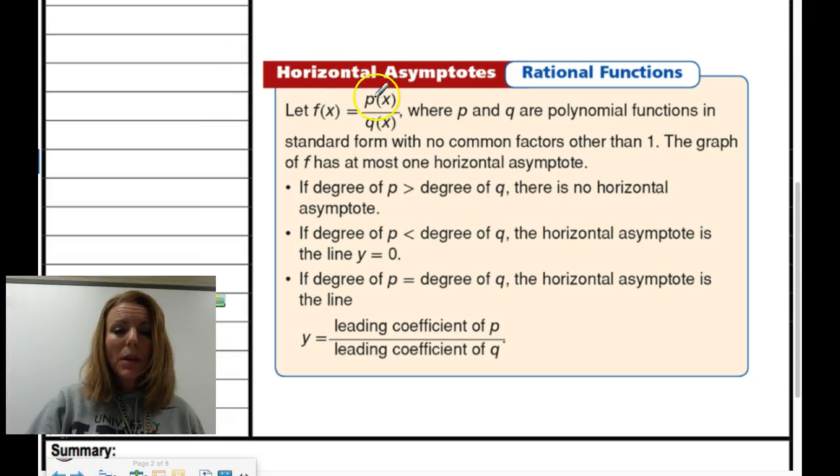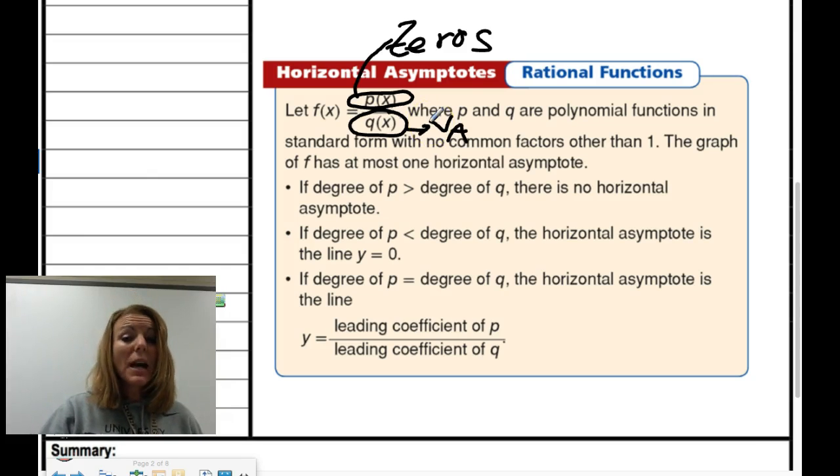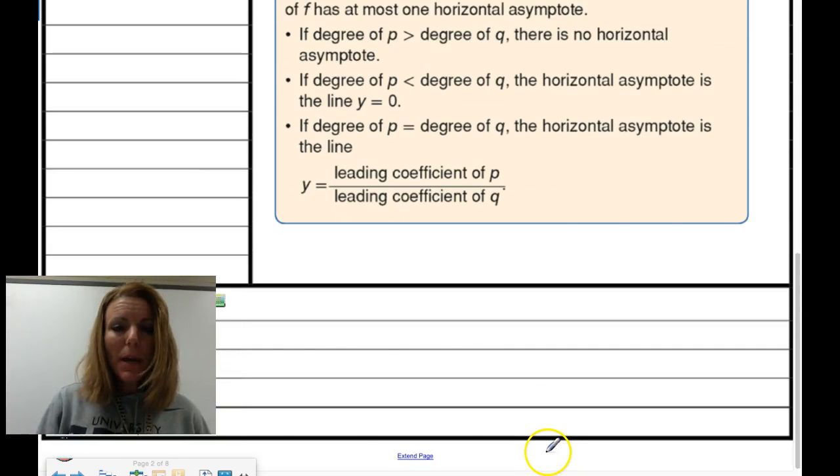Because remember, to find the zeros, you're looking in the numerator. So that's where you find the zeros, or the x-intercepts. To find the vertical asymptote, I'm going to call it VA, vertical asymptote, you look in the denominator and set those factors equal to 0. And then to find the horizontal asymptote, you're concerned with the degree of each polynomial. There we go. Next page.